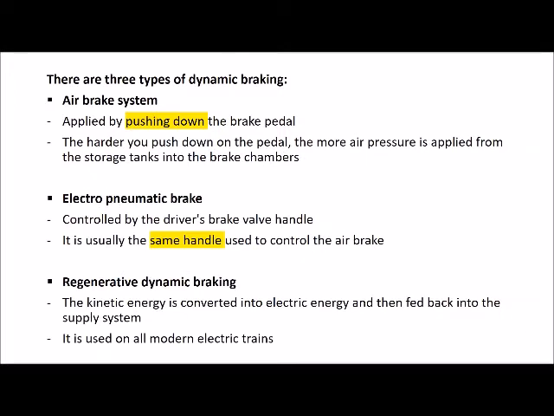There are three types of braking. The first one is the air brake system, which is applied by pushing down the brake pedal. The harder you push down on the pedal, the more air pressure is applied from the storage tanks into the brake chambers. Next is the electro-pneumatic brake, which is controlled by the driver's brake valve handle, usually the same handle used to control the air brake. The last one is regenerative dynamic braking. The kinetic energy is converted into electric energy and then fed back into the supply system. It is used on all modern electric trains.